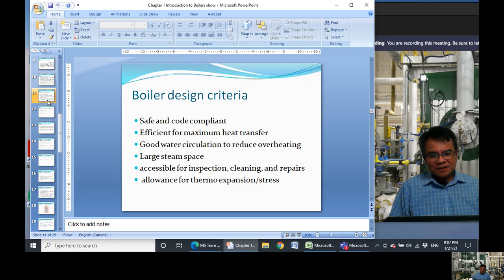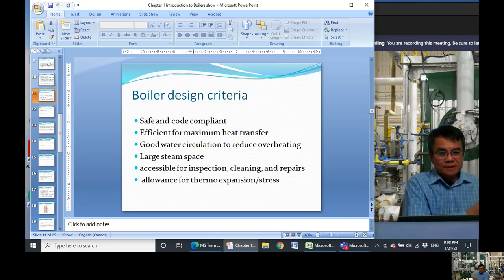Now, number two, efficient, maximum heat transfer. That is a criteria. The better the heat transfer and the more efficient it is, the better chance your boiler will survive in the marketplace. Good water circulation to reduce overheating is sort of a constraint too. Because if you design a boiler with a certain part where no water is circulating, that part will be exposed to the heat all the time. Without water to take away the heat, that part will overheat and the metal will fail. So good water circulation is really important.